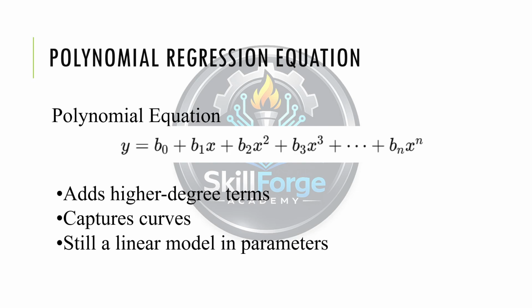Now let's implement polynomial regression. Before implementing, we should look into the equation part. Now let's look at the equation of polynomial regression. Unlike linear regression where we only had x, here we include higher degree terms like x squared and x cubed and so on. These extra terms allow the model to capture curved relationships in the data. Even though it looks more complex, it is still considered a linear model because it is linear in the coefficients. So by adding these terms, we make the model more flexible and powerful.